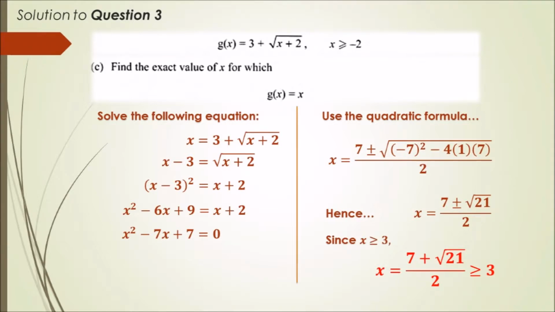The thing is, if we chose a negative value, it would be less than 3, so that would not be the valid solution that would satisfy the function itself. And of course, it will cause a problem.